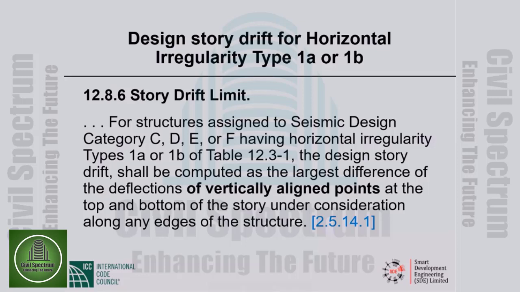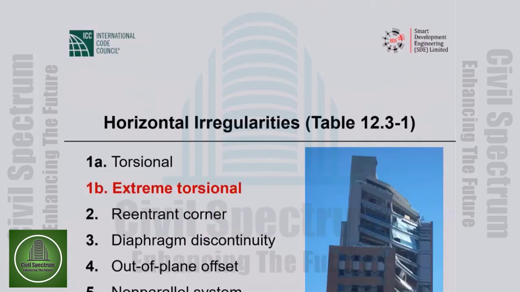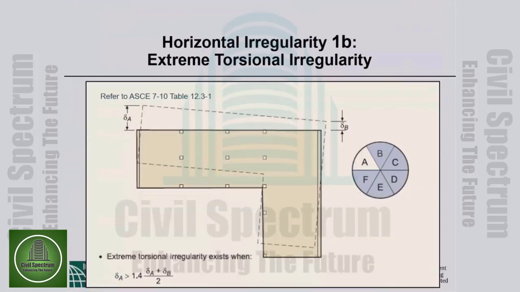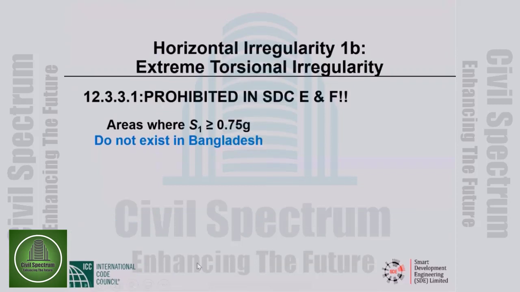Okay, so this is a requirement, and theoretically you have to go around the perimeter figuring out the largest difference, but most of the time by inspection, we know where the area where the largest difference is likely to be, and that's where we concentrate. So from torsional to extreme torsional, 1B. So now the maximum is larger than 140% of average.